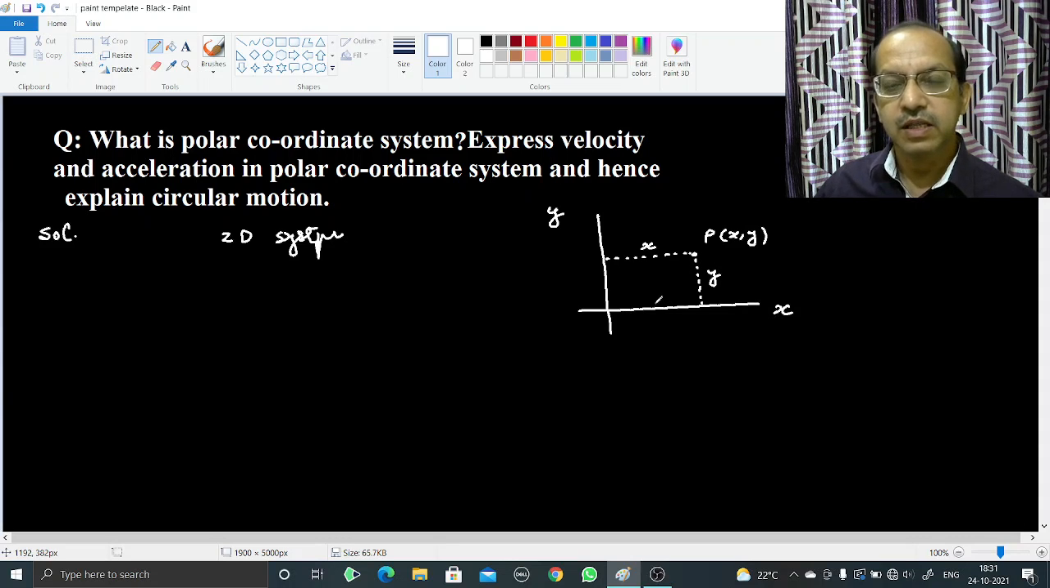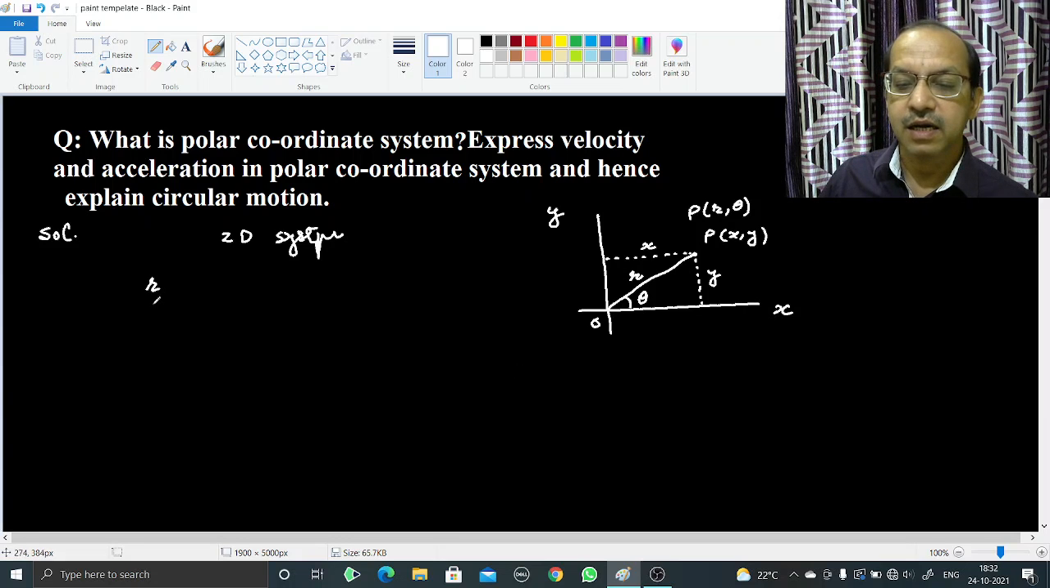Now it means in the two-dimensional system, we require two independent coordinates to define the position or motion of a particle. There are other ways to define the motion of the particle. One is the distance of point P from the origin. We call it the R coordinate. And the angle made by this line OP with the x-axis, we call it theta. So P can be written as (R, theta). So the two coordinates here are R and theta.